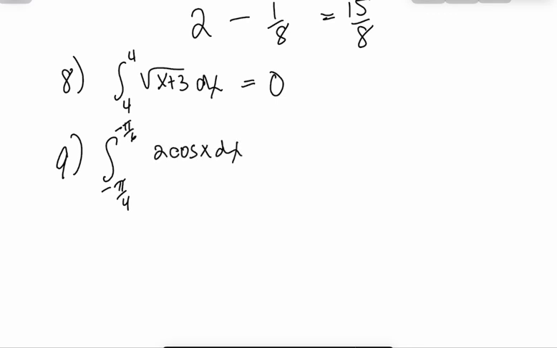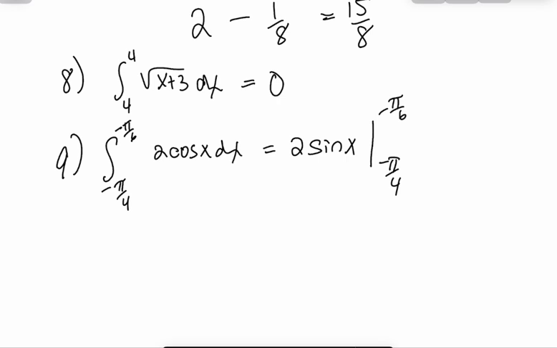Number 9 is a trig. To go backwards for a cosine, it just becomes a sine, and any constant in front just sticks on there. So this is going to be 2 sine of x from negative pi over 6 to negative pi over 4. Now, negative pi over 6 and negative pi over 4 are in the fourth quadrant. They're the same values as pi over 6 and pi over 4, but they're just negative. That's the only thing you have to remember there.